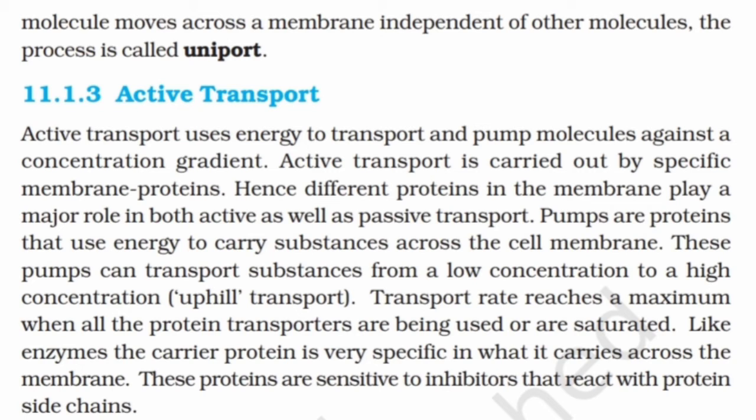Active transport is carried out by specific membrane proteins. Hence, different proteins in the membrane play a major role in both active as well as passive transport. Pumps are proteins that use energy to carry substances across the cell membrane. These pumps can transport substances from low concentration to high concentration. This kind of transport is known as uphill transport. Transport rate reaches the maximum when all protein transporters are being used or saturated.